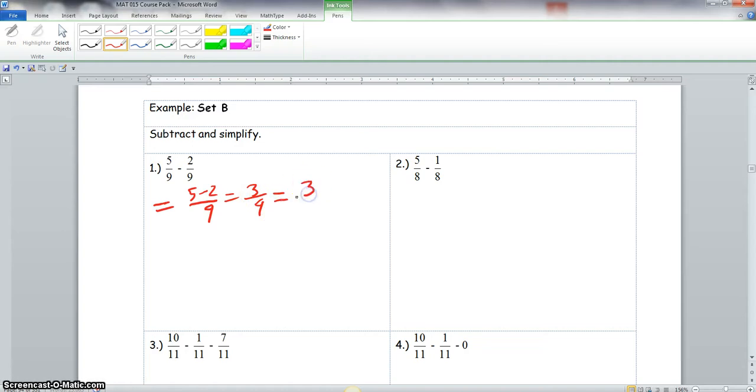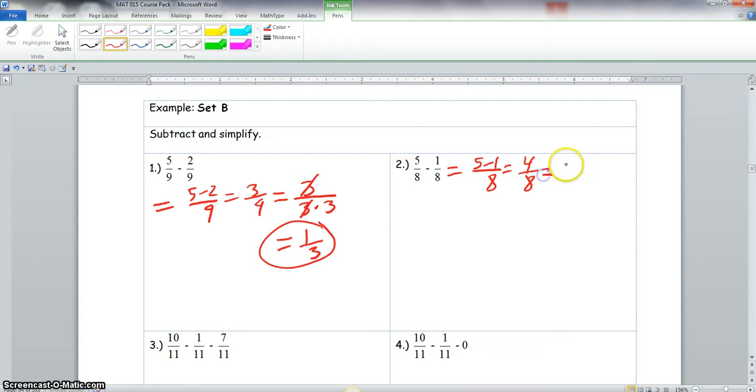Now we could do the prime factorization. 3 is already prime. 9 breaks down to 3 times 3. These 3's simplify out, and you're left with 1 over 3. Now we go here to number 2. Our common denominator here is 8. We subtract our numerators. 5 minus 1 will give us 4. 4 over 8, we could take the prime factorization of 4, which is 2 and 2. Prime factorization of 8 is three 2's. These 2's will simplify out, and it will leave you 1/2.